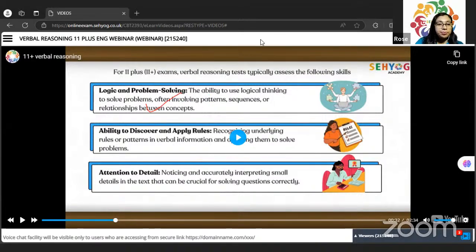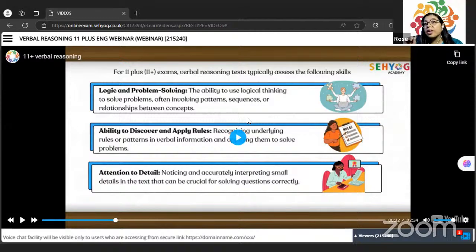Then we cover the ability to discover and apply rules. We should have this ability. We should be very clear about how I can apply this rule, how I can discover if there's a pattern, there's analogy. You have seen that symbol, and we have questions based on analogy. This is a symbol for analogy, and we have analogy based questions in verbal reasoning. And if that comes, you can do those questions only when you have the ability to discover and apply rules. So that's why the ability to discover and apply rules is also very important.